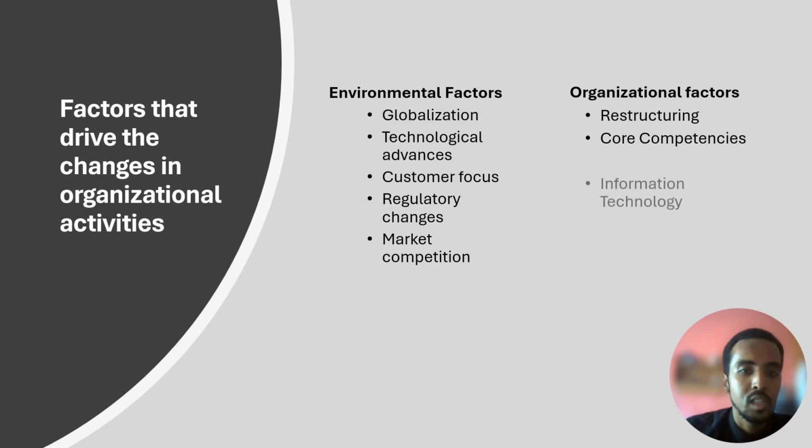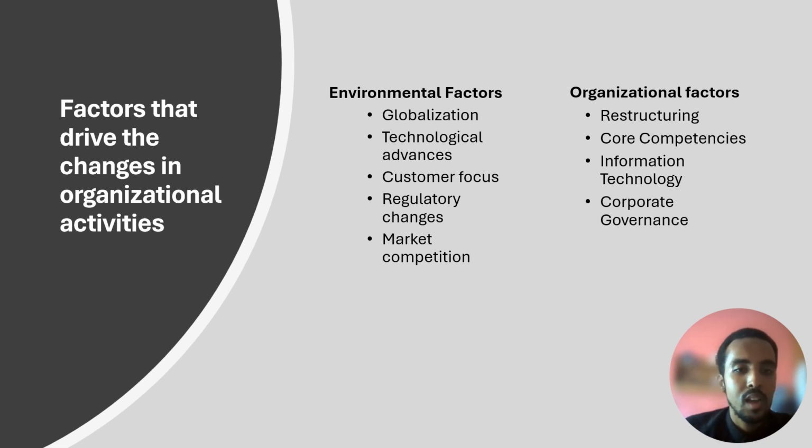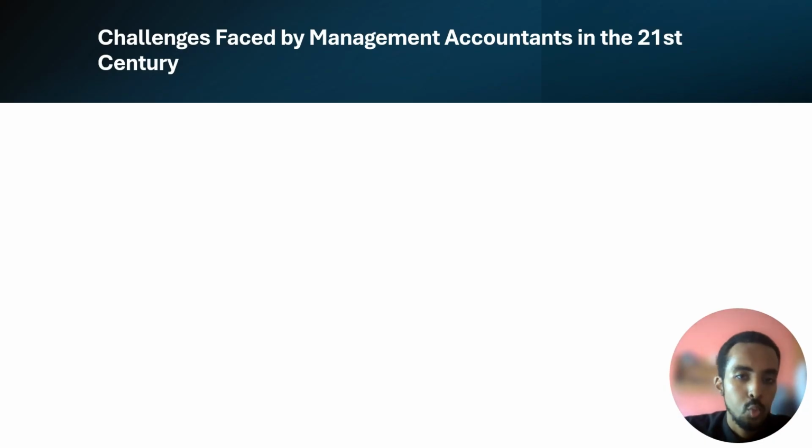The next factor is information technology. The adoption of information technology and enterprise resource planning systems drives changes in organizational activities, making processes more efficient and effective. Lastly, we have corporate governance. Enhancement in corporate governance practices influences organizational activities, ensuring better accountability and transparency. With that, we have covered factors driving changes in organization activities. So now, we move on to talk about challenges faced by management accountants in the 21st century.